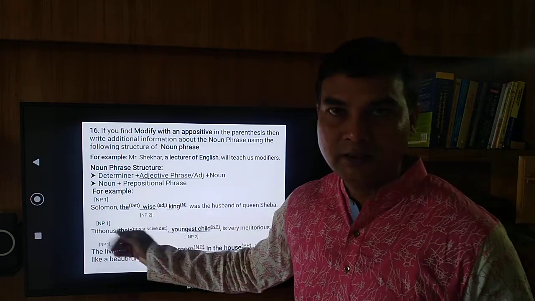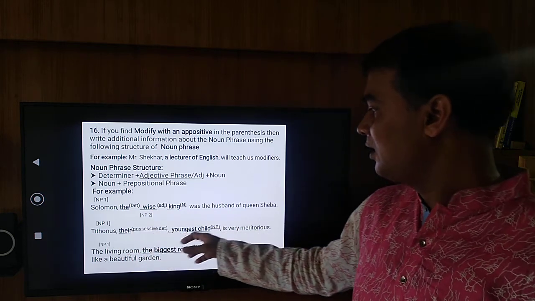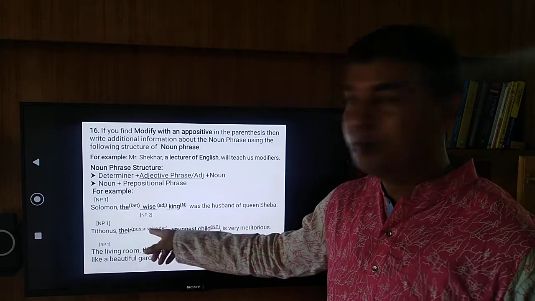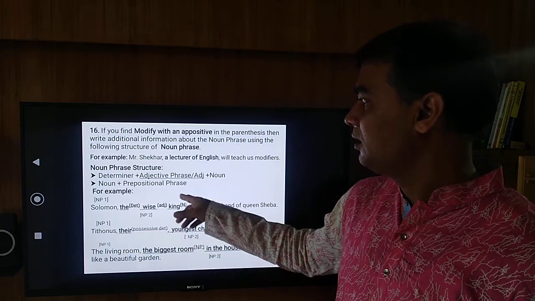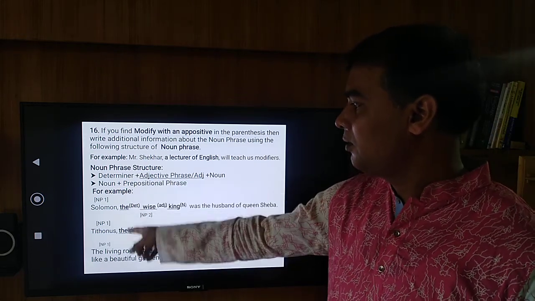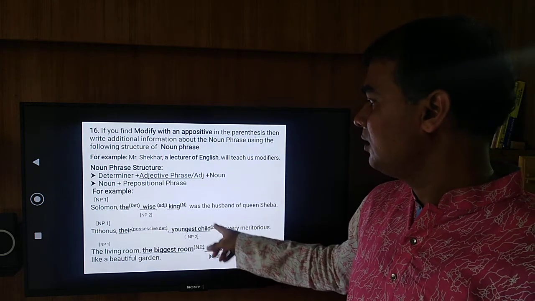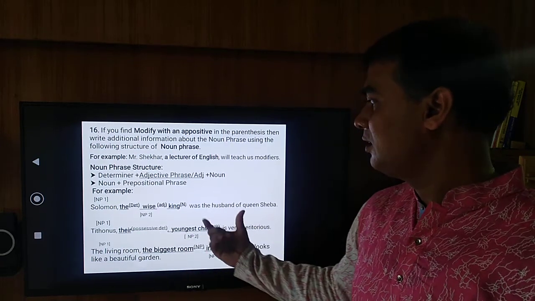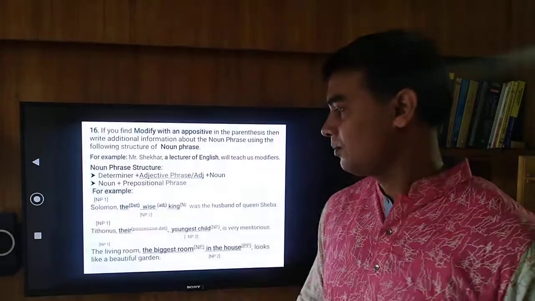In the second example, you see Tithonus, their youngest child, is very meritorious. Here you see there is a possessive determiner, and youngest child is a noun phrase. So in this way, determiner and then noun phrase, you can construct an appositive. So their youngest child is an appositive, and it gives the additional information of Tithonus.